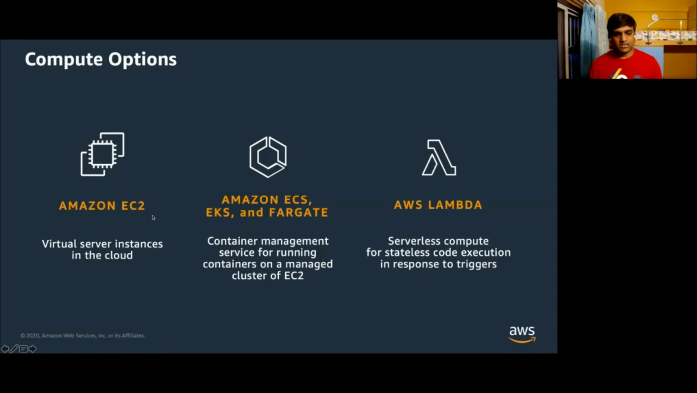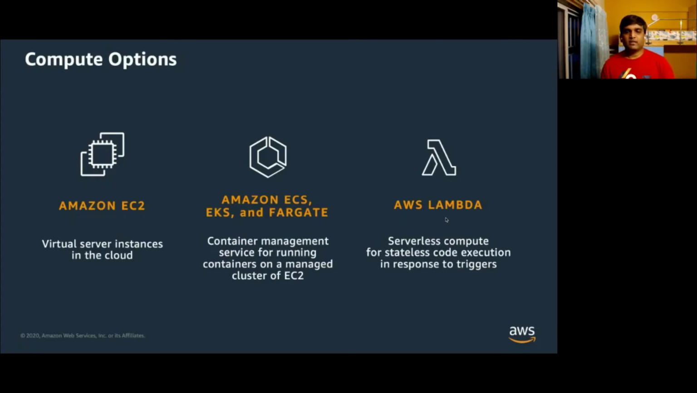EC2 instances are nothing but a virtual machine in the cloud. You can think of it as a Linux machine, Windows machine, even Mac, which we released recently, last year. So you can think of how you can create a virtual machine in the cloud, and that is nothing but EC2. And if you are aware of serverless, this is the service that we have, we call it AWS Lambda. So what is Lambda?